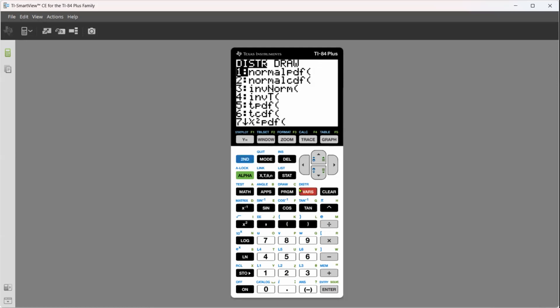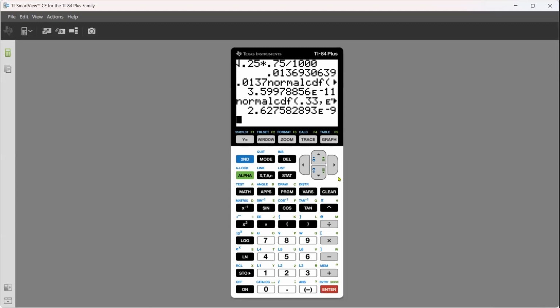Hold on. Second distribution, normal CDF. This is all correct. I just had an extra digit in front of it. Now this is still 2.62 E negative 9. Anything higher than 1 is not a probability. Look over here to see what your exponent is.